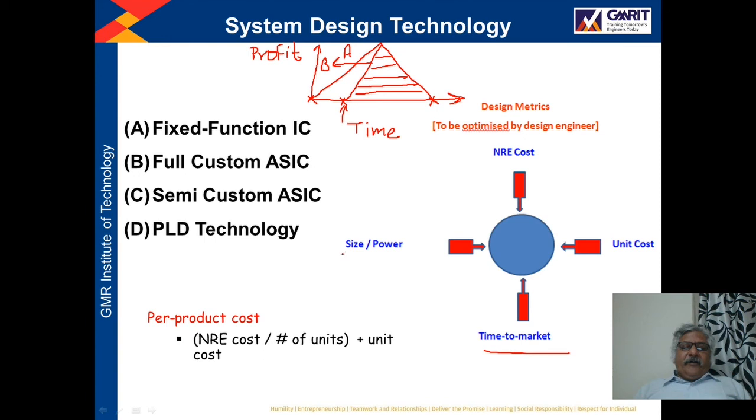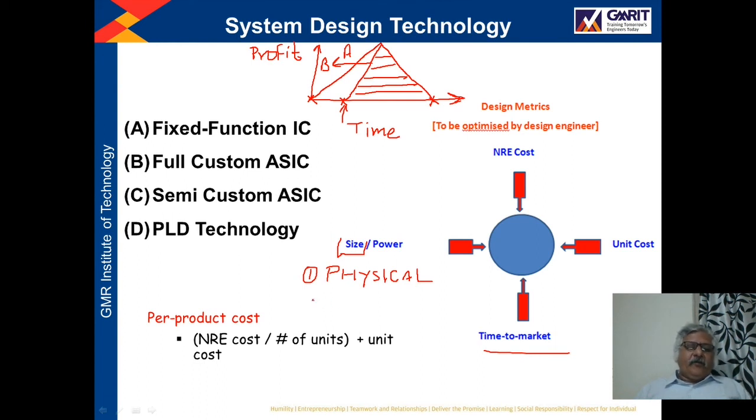Now another design metric is size. When we talk about size, it can be the physical size of the system. So it should be small, because just think, if there is a mobile which is very big, then customers will not like that mobile, so they require a smaller size product.